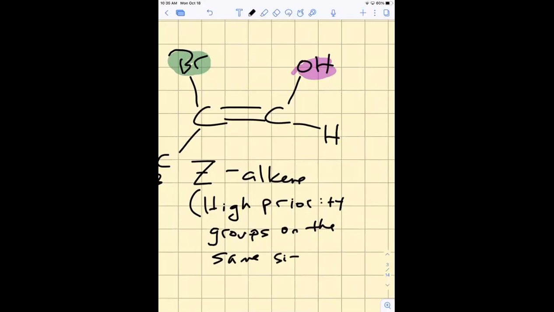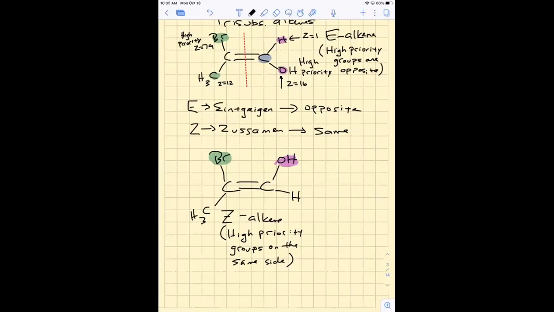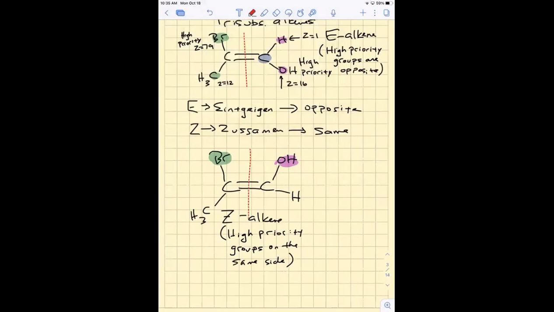I have a question. Go ahead. So the red dotted line that you drew at the top, what is that for? Okay, so if it's a trisubstituted alkene, we have to look at each carbon in the double bond separately. So I put that line there to indicate that the carbon on the left and the carbon on the right, you have to look at separately in order to determine if it's E or Z.